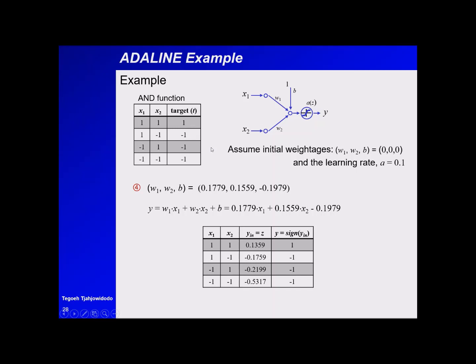So to check whether your result has already converged or not, you have to compare the actual output, the output after the activation function, with the target. If you get the same values there, then that means your weightage has converged well. So that's how to illustrate using the delta rule for the Adaline network.